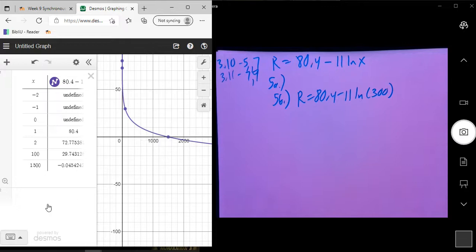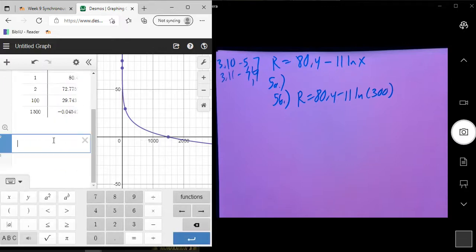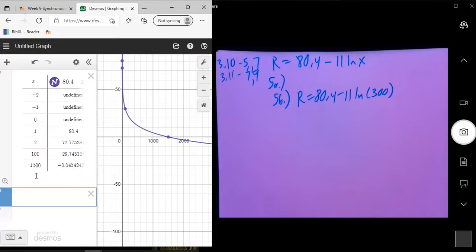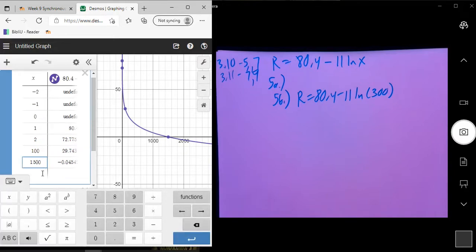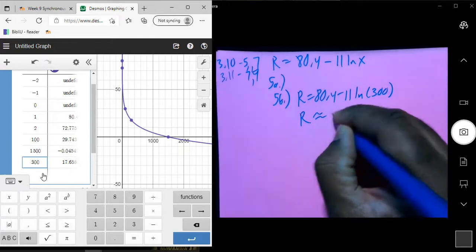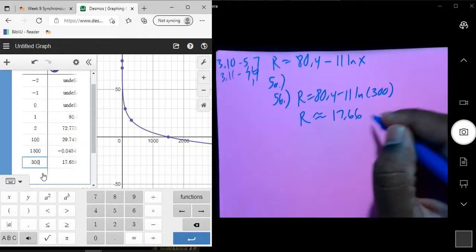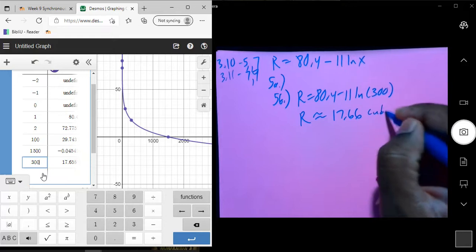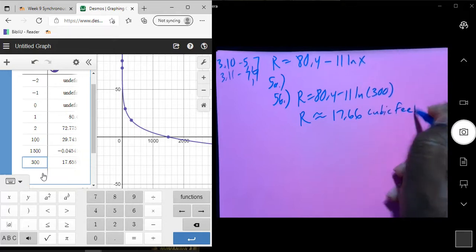So we could put that right in our calculator. We can either type it in as is, 80.4 minus 11 natural log 300, or we could go right here to this table, and for the X value, just put 300 in, and it gives us our answer. We'll round to 2 decimal places. R will be approximately 17.66 cubic feet per minute.